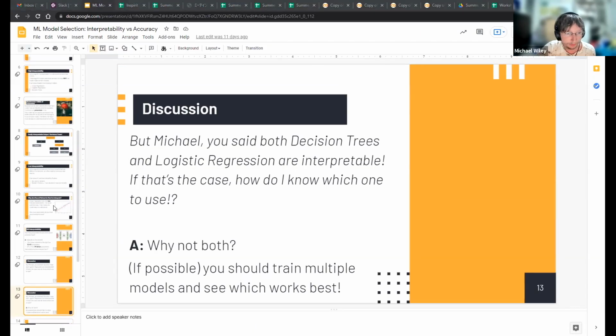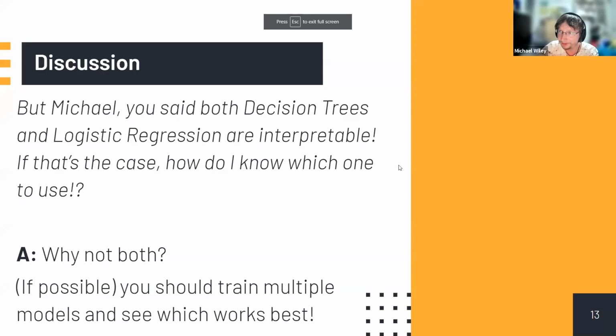Try both, see which has the higher accuracy. Yes, I am very glad you said that because it was a bit of a trick question. That is exactly what you should do. Why not both? There's absolutely nothing wrong with training multiple models and seeing which one works best.